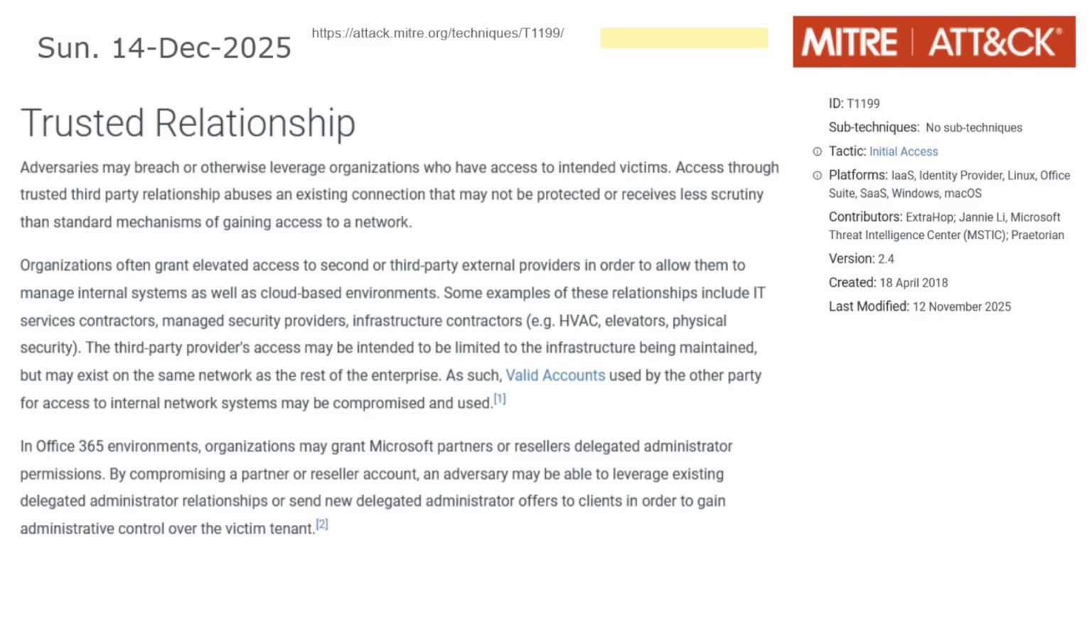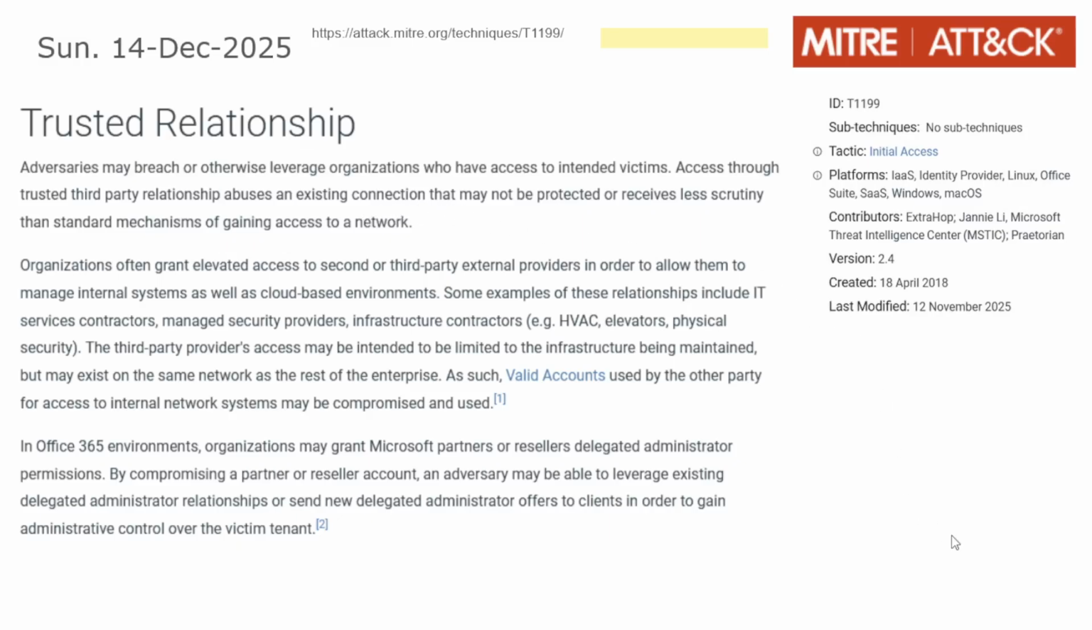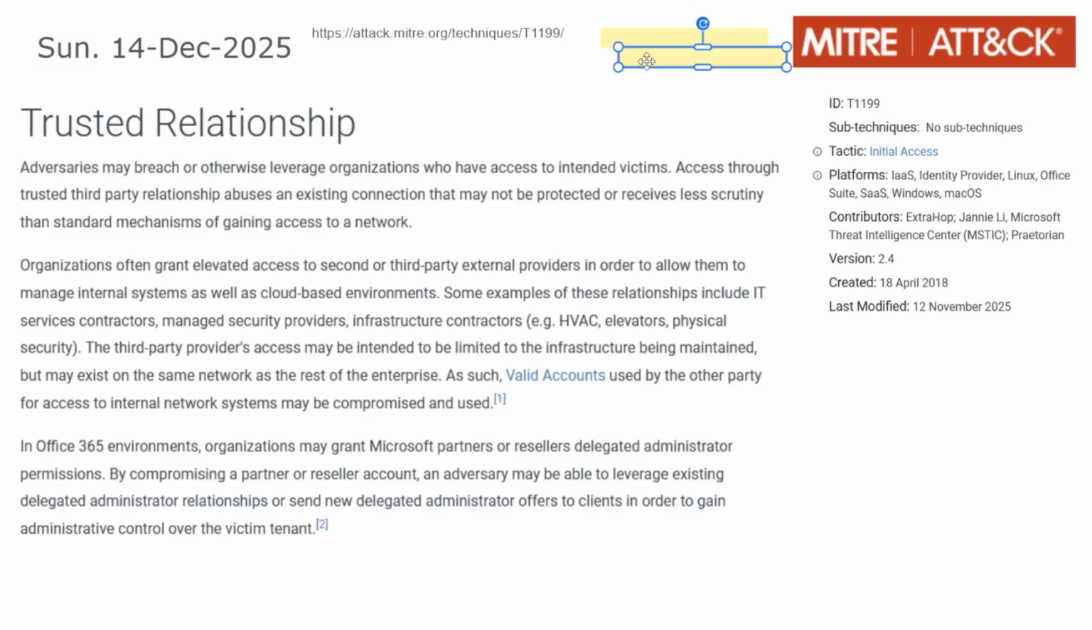So let's see. Adversaries may breach or otherwise leverage organizations who have access to intended victims. Access through trusted party relationships abuses an existing connection that may not be protected or receives less scrutiny than standard mechanisms of gaining access to a network. Scrutiny, I'm not a native speaker, but that means to put care into something. So there is less care in the mechanisms. What they do here, as it says, is abuse an existing connection. They don't have to create a new one from an adversary perspective; the attacker can just use what is already there.